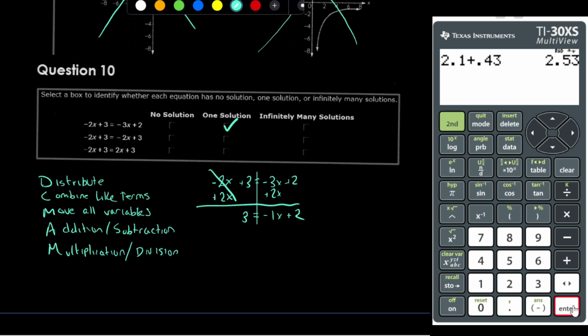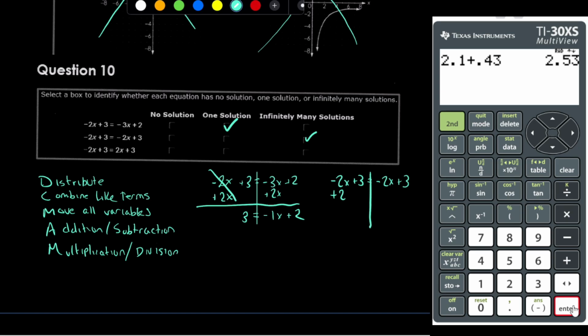So let's go to our second one. Negative 2x plus 3 equals negative 2x plus 3. So this one you could figure out without even having to do any math, because it's the exact same equation. Negative 2x plus 3 equals negative 2x plus 3. It's the exact same line. If you graphed it, they would be on top of each other. That's infinite solutions. But let's talk more about what infinite solutions means.